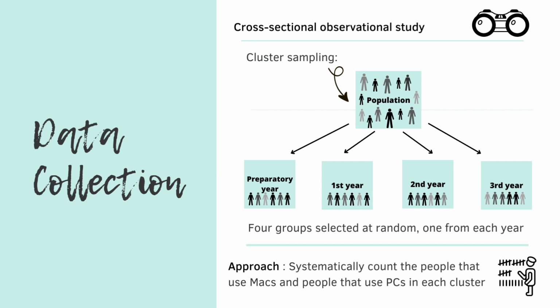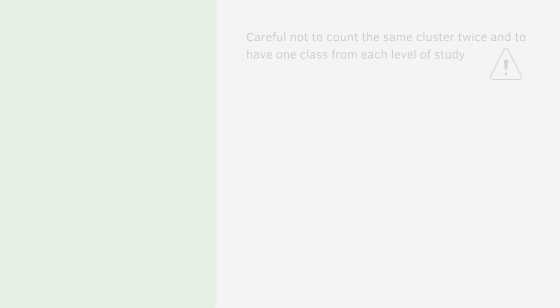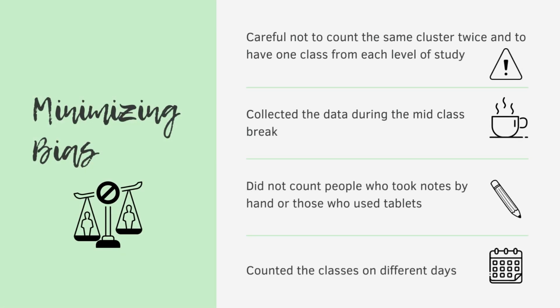Although we are aware that the right way of proceeding to a cluster sampling method would have been randomly selecting individuals from each available cluster. To minimize bias, we didn't count the same cluster twice. We collected the data during the class break to reduce absences, as many students arrive late and tend to leave class early, and we didn't consider people who used tablets or who took notes by hand. Finally, we counted the classes on different days to reflect the reality to the best of our capacities.